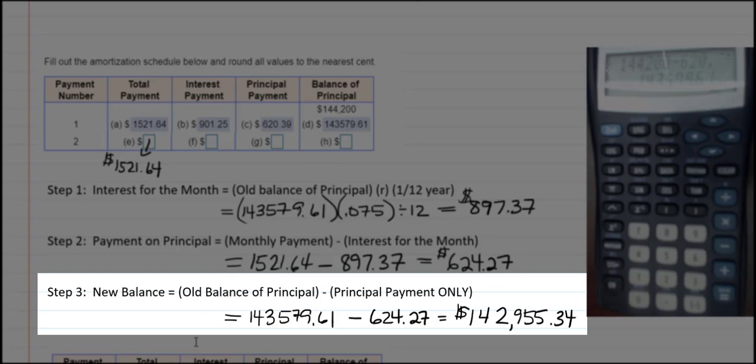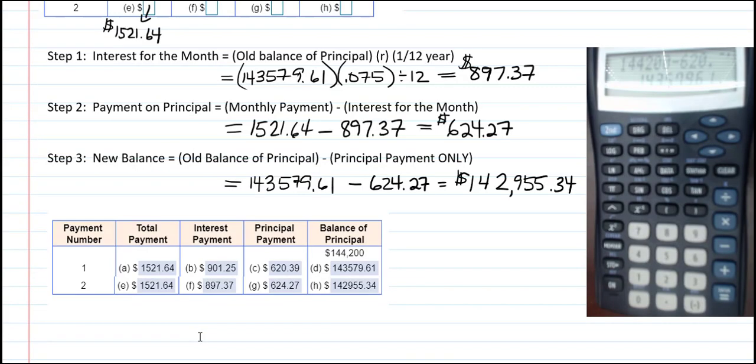And then so our new balance, we're going to subtract from the $143,579.61 that we owed the bank this month, the $624.27 of the payment on principal, leaving us with $142,955.34 that we owe the bank. So we've completed the first 2 months of our amortization schedule.